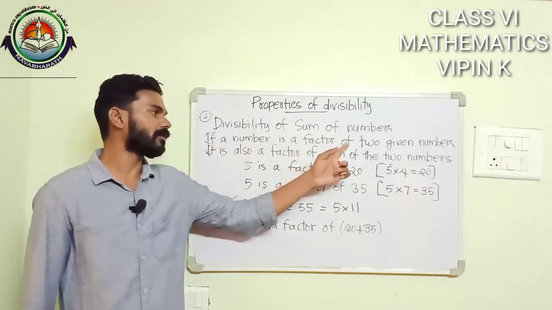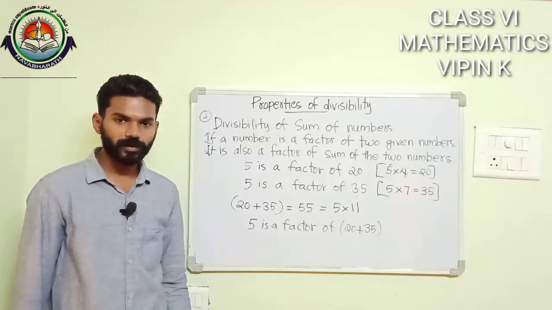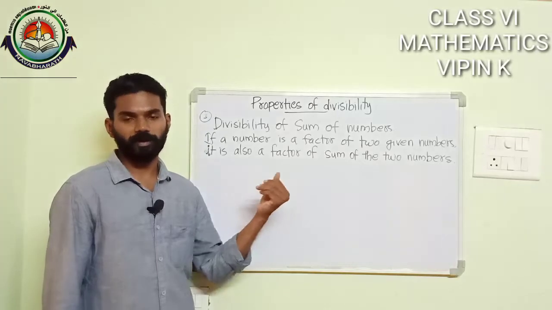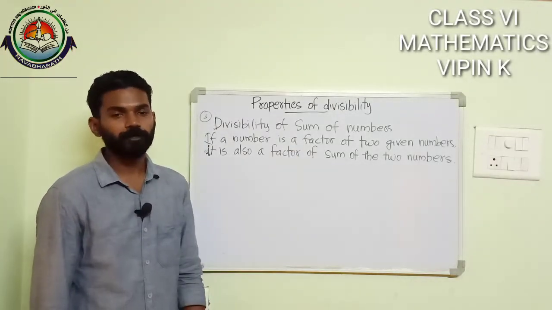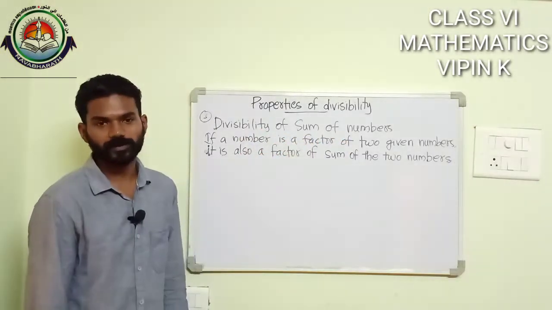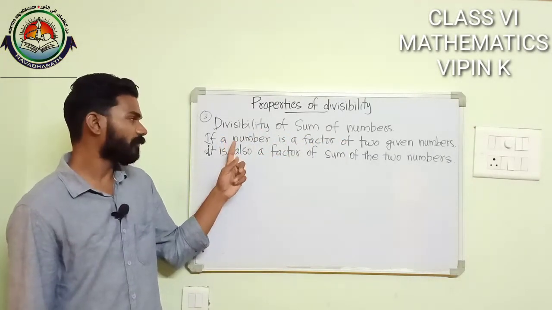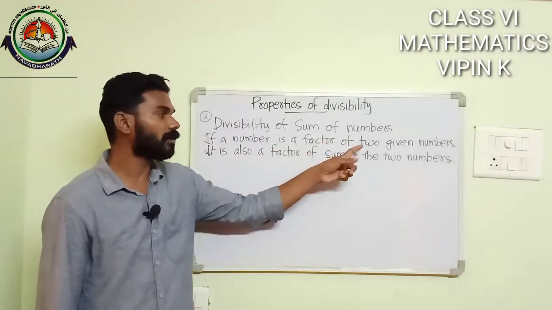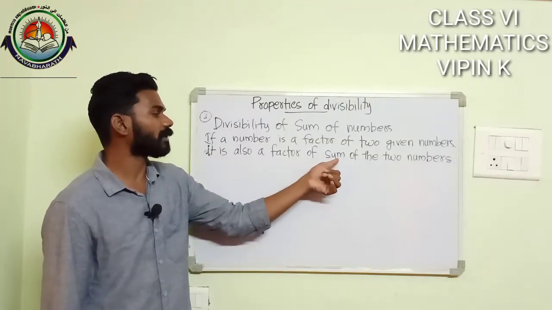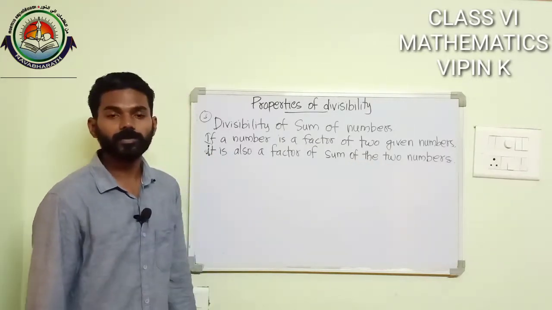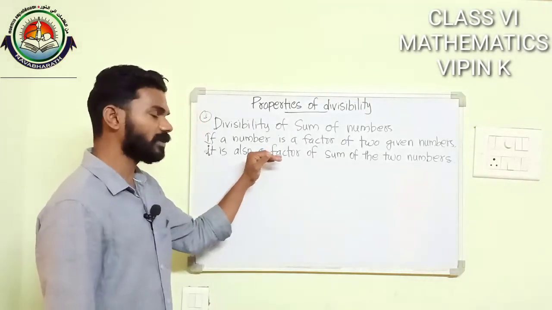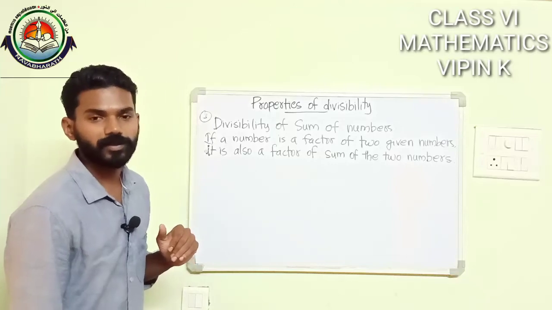If a number is a factor of two given numbers, like 5 is a factor of two given numbers, here is the third property of divisibility. So what is it? Divisibility of sum of numbers. Just read it. If a number is a factor of two given numbers, it is also a factor of the sum of the two numbers. Let's take an example and understand what the property really means.